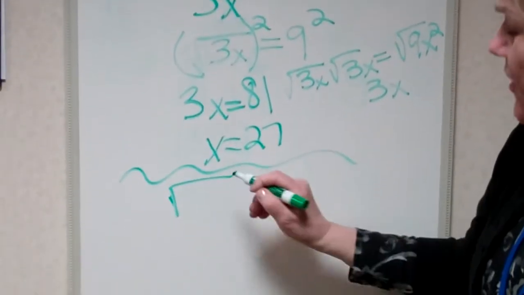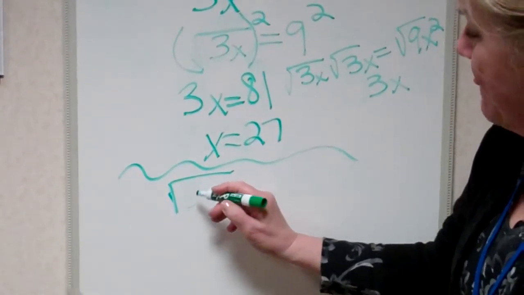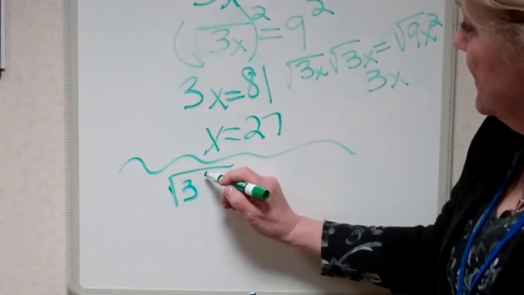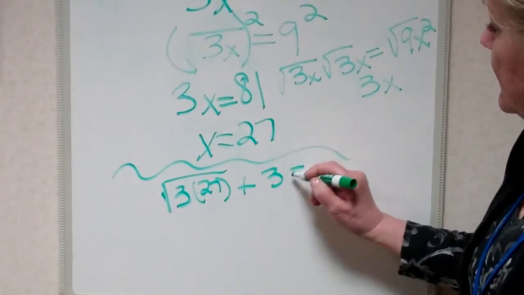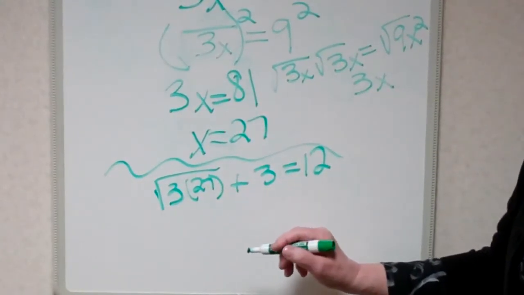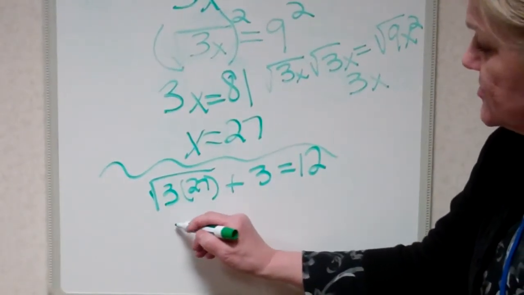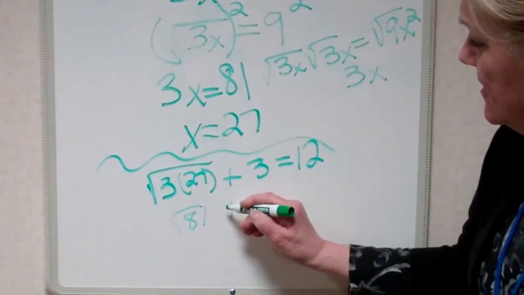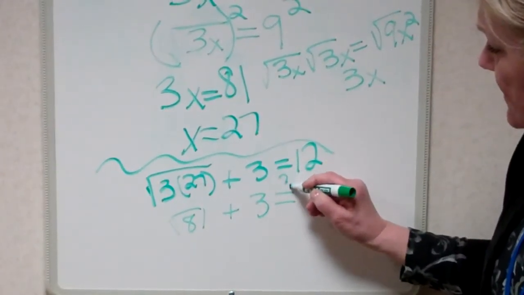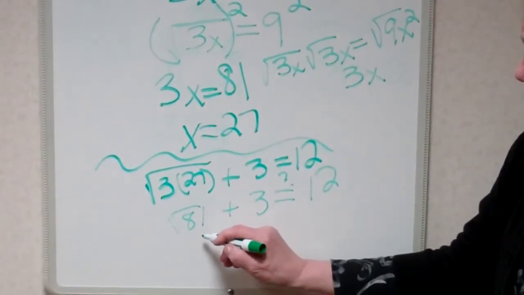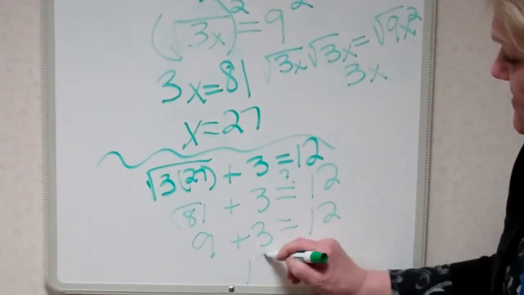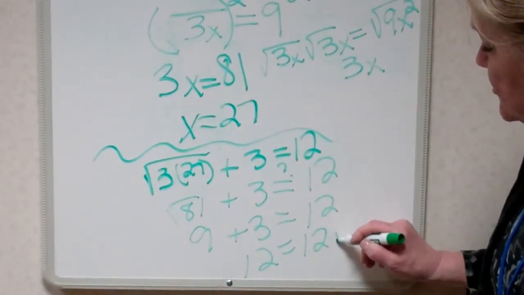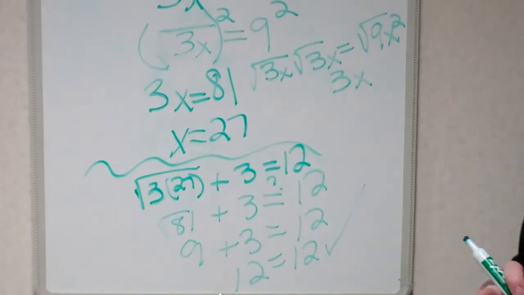So I'm going to take the square root of 3 times 27 plus 3 equal to 12. This is going to be 81, so the square root of 81 plus 3, is that in fact equal to 12? The square root of 81 is 9 plus 3, and my left satisfies the right. It's a check, so my solution works. It's not an extraneous solution. And that's how you solve radical equations.